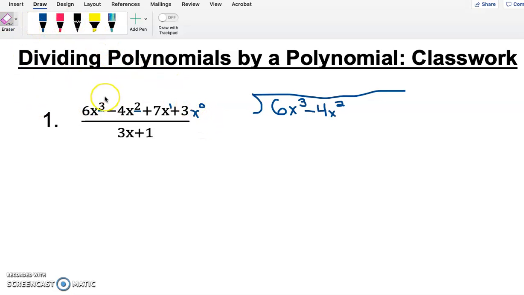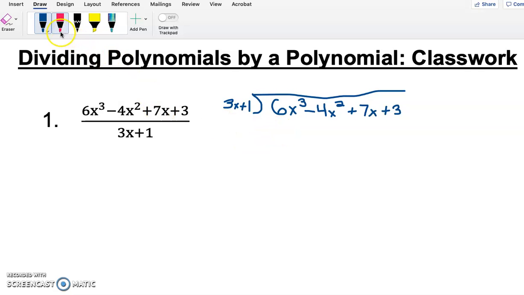It is in descending order, so it is in standard form. So I can rewrite what I see here. If it was not in standard form, you'd have to rewrite it in standard form. So we have 6x cubed minus 4x squared plus 7x plus 3. The next thing that we're going to do is write our divisor on the outside. So you have 3x plus 1.